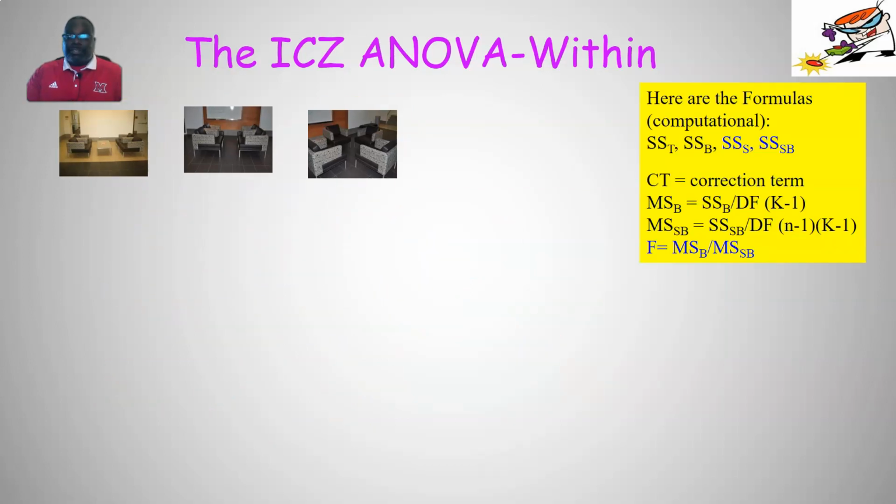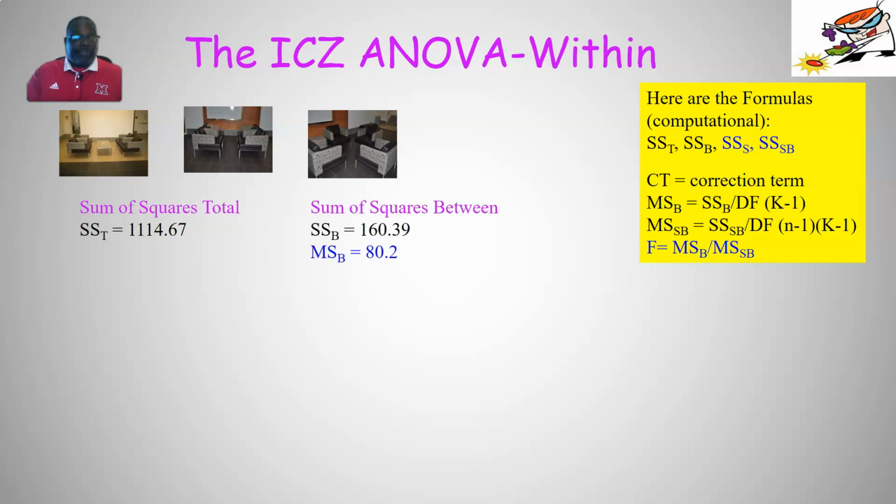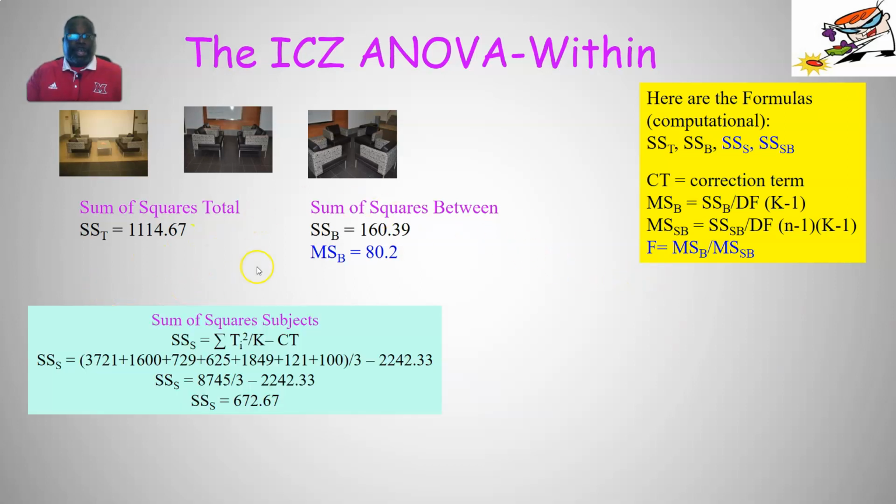Now let's look at the numbers that we need here. So we're going to use the same one. This is the same total variability. The same effect. We haven't changed the between groups at all. So we're going to hold that over from last time. Now we're going to calculate the sum of squared subjects. This is the sum of those squared values for each participant divided by 3, because that's the number of scores all contributing, minus this correction term. That's going to give us 672.